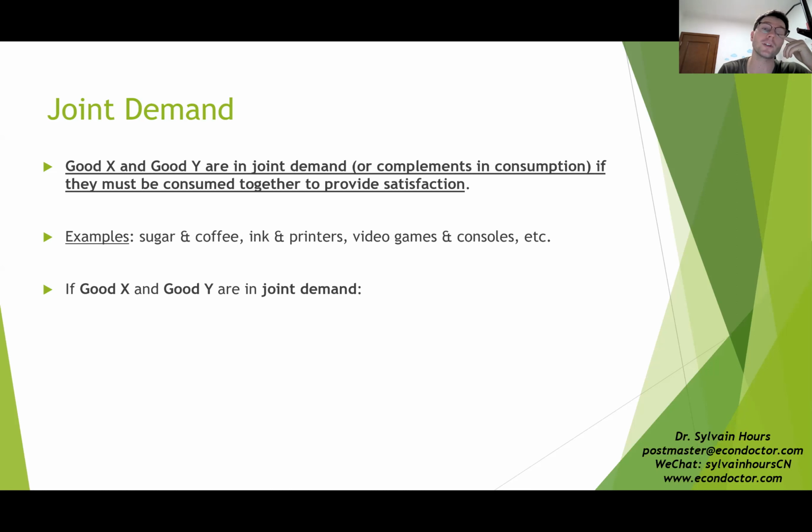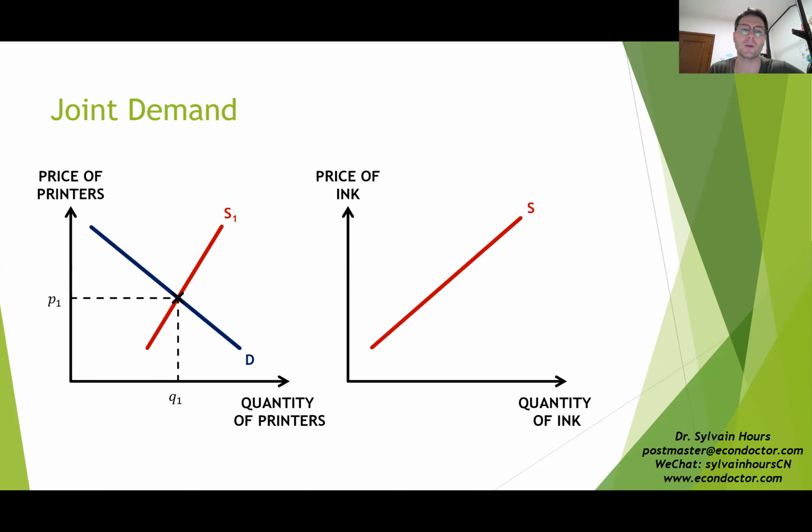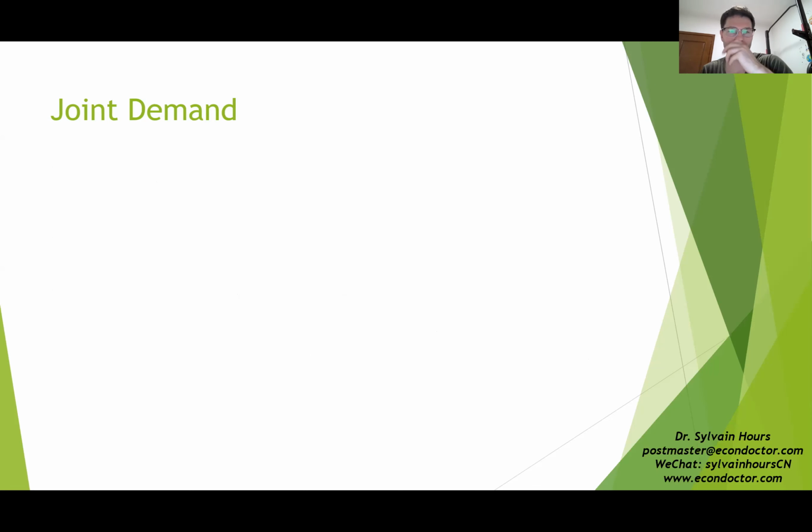Some examples: sugar and coffee, ink and printers, video games and consoles. You can multiply the examples, of course. And of course, here it's the opposite reasoning. If X becomes more expensive, you buy less of X, and because you have less of X, you need less of Y, so the demand for Y will decrease. If the price of X decreases, you will buy more of X, and you will also need to buy more of Y because the two goods, they go together, essentially. And again, you can show that graphically.